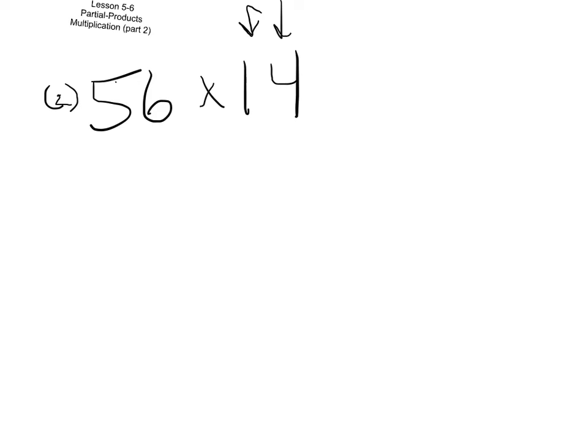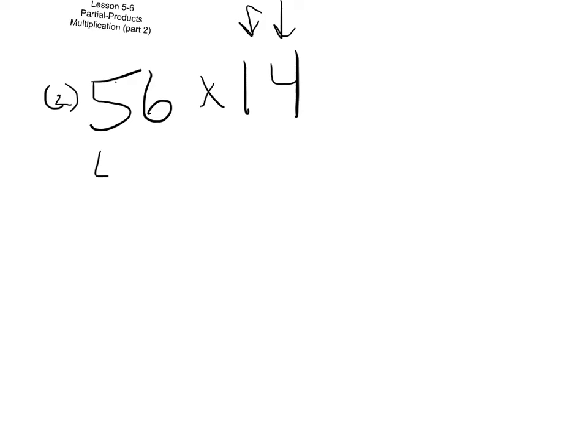Okay, so now I want you to try one on your own with a 2-digit by 2-digit. Let's do 56 times 14. So I want you to make sure you do expanded notation twice, because there are 2 digits over here. So you're going to need to do it twice. Okay, so I'm going to let you pause it and try to do it on your own.